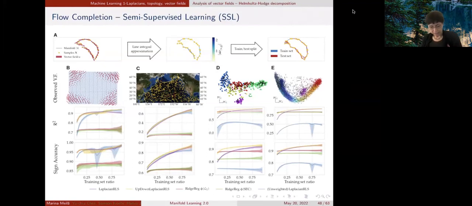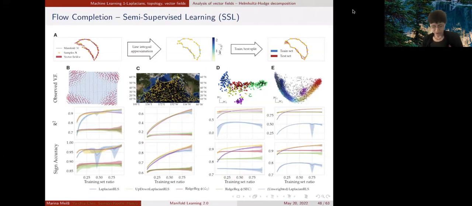Yes, and the horizontal axis in every panel here represents the proportion of edges observed versus the edges unobserved. And the task is actually to predict the flow on the unobserved edges. So as we go from smaller training set to larger training set and smaller test set, the accuracy should always grow. Yes, like here. However, some algorithms perform better than others.